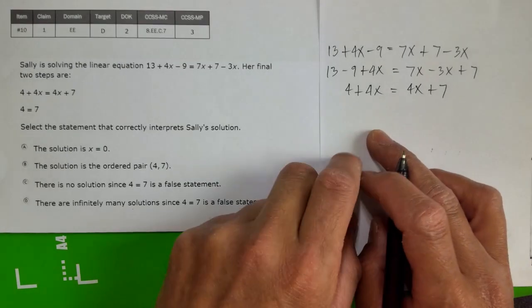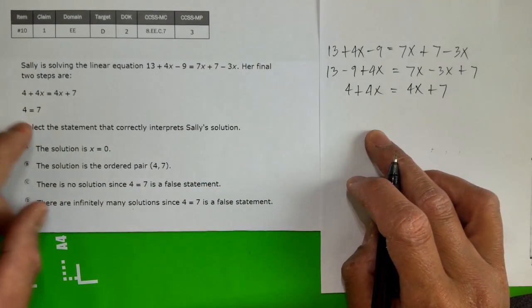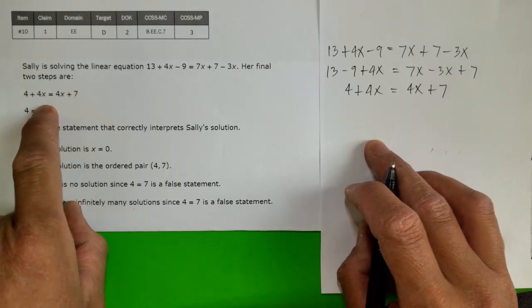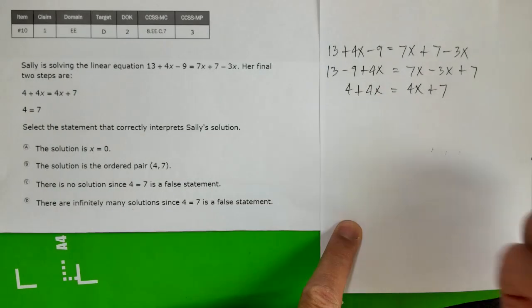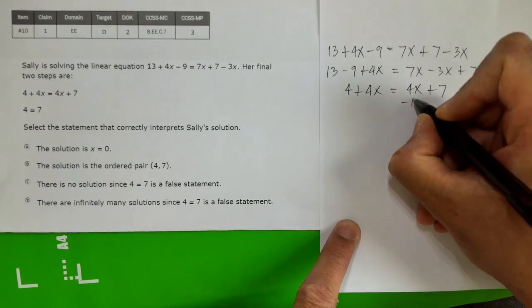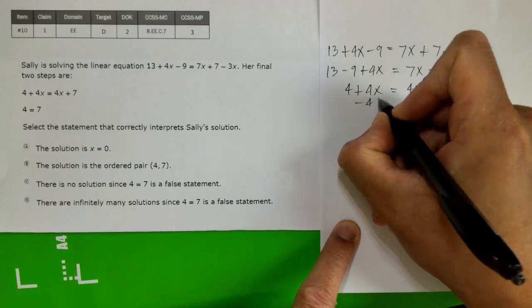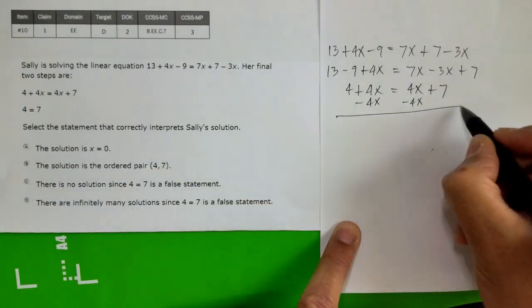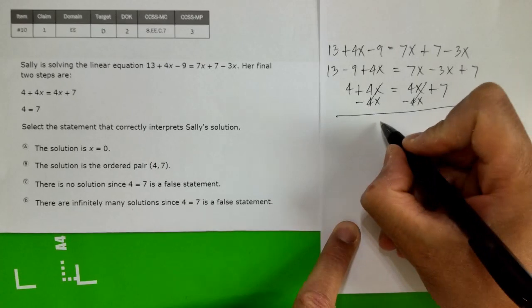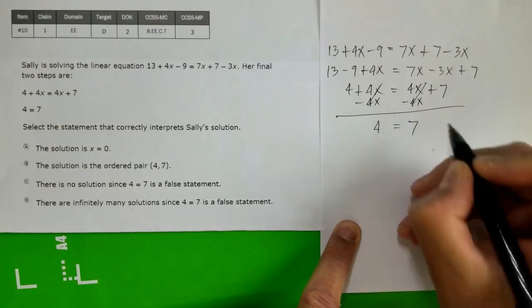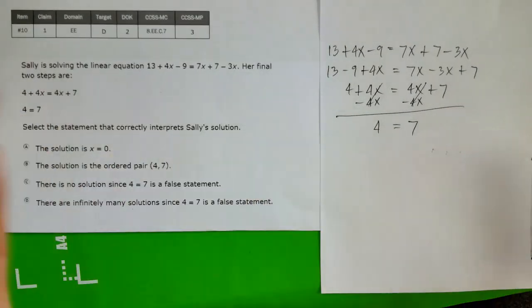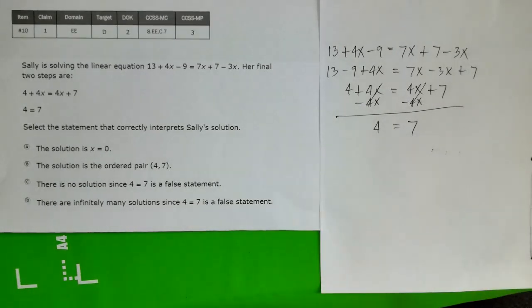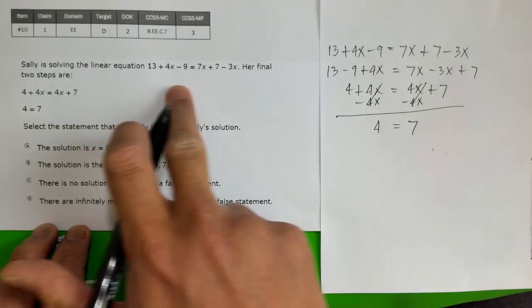So in Sally's solution, she eliminated the 4x. The opposite of positive 4x is negative 4x. So let's just follow what she did here. This will be eliminated. So 4 equals 7. But 4 is not equal to 7. These are two different numbers. Therefore, we can say that this equation has no solution.